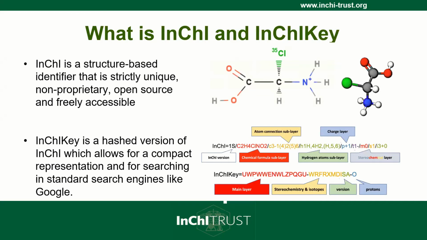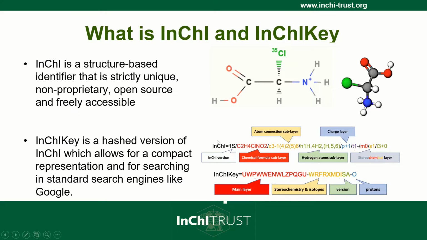What's now the key about this? InChI is a structure-based identifier that is unique and non-proprietary, which means by drawing the structure, you should be able to calculate by some code behind, we'll talk about this later, the InChI. And in fact, the InChIKey is a hashed version of the InChI, which allows for a compact representation, which is more useful for search engines.